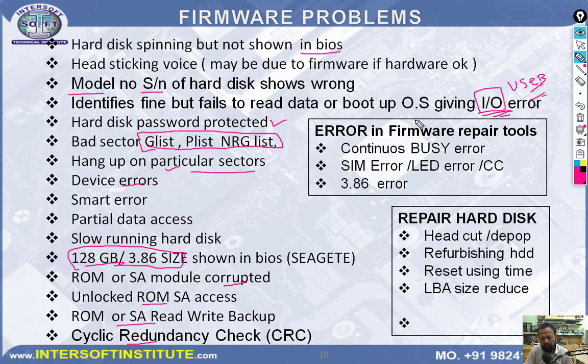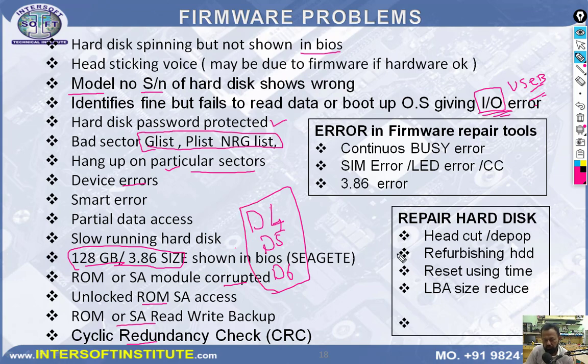Sometimes we can repair errors with firmware repair, like continuous busy error, SIM error, LED error, CC error, 3.86 error. There are too many problems. These we will see in the D4, D5 and D6 modules. We will see about these firmware issues.